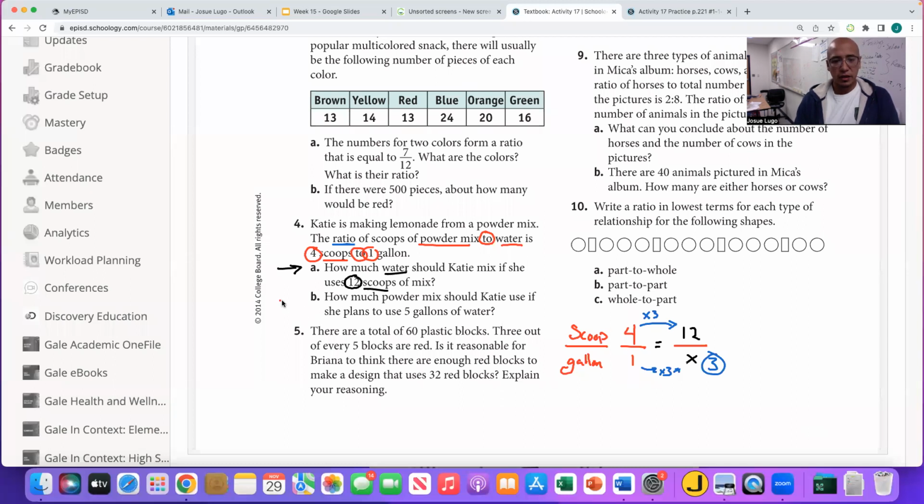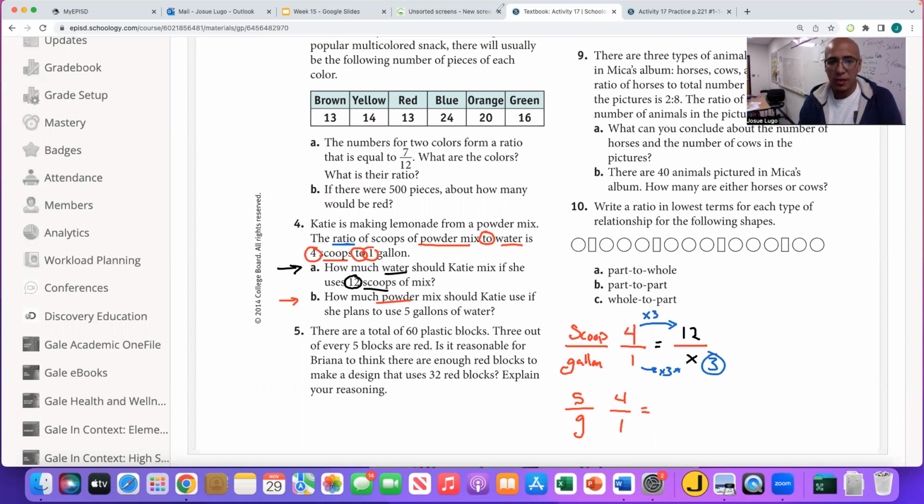Letter B. How much powder? So now we're looking for the powder. Should Katie use if she plans to use 5 gallons of water? Okay, so we're following a similar pattern here. We're going to follow the exact same ratio. So we have scoops and gallons, and we have the same ratio, 4-to-1, 4 scoops for every 1 gallon.